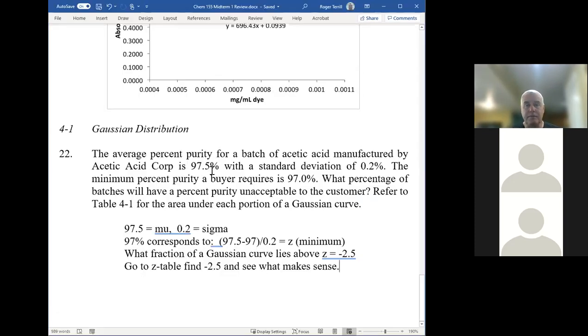So the thing is that it's 97.5 plus or minus 0.2, right? This is really tight. And so what they're really asking is what falls below 97, right? And that Z value is minus 2.5, right? Because this is so small, the 0.5 divided by 0.2 is 2.5, right?